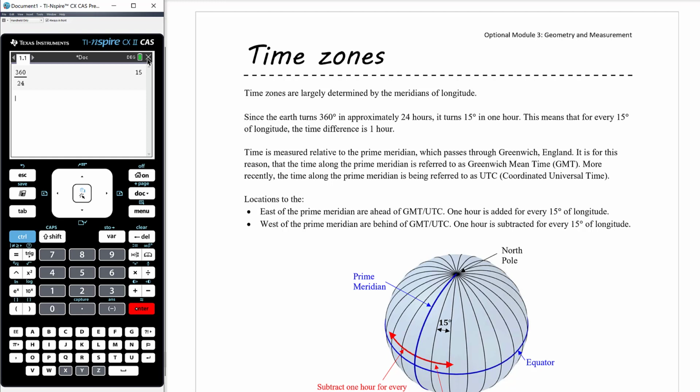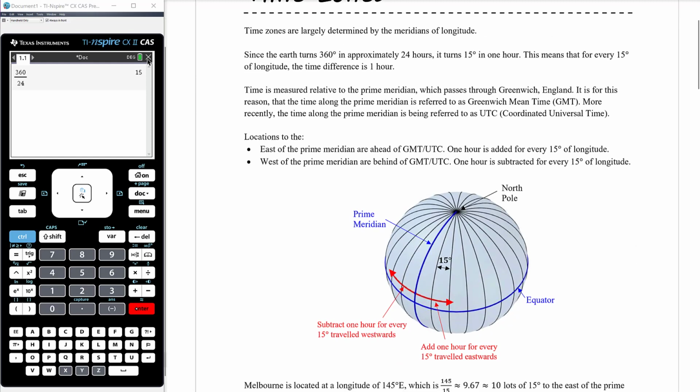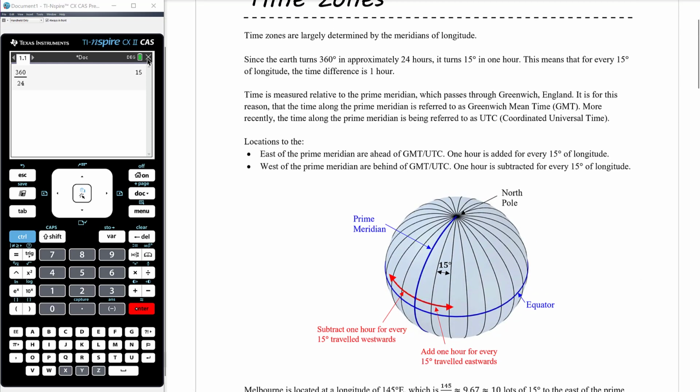Time is also measured relative to this prime meridian, and as we've talked about before, the prime meridian passes through Greenwich in England, and it's for this reason that time along the prime meridian is often referred to as Greenwich Mean Time, or GMT. More recently, however, there's a push to universalise this rather than make it so England-centric, and time along the prime meridian is more recently being referred to as UTC, which is Coordinated Universal Time. I know that should be CUT, but I think it comes from the French interpretation of that.